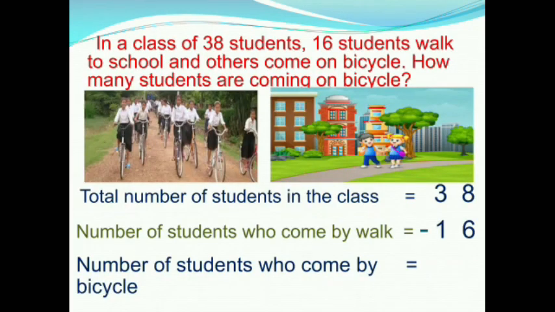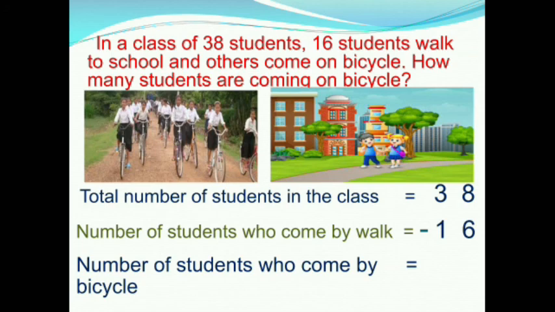Children, now we should solve word problems. First, we should read the question. In a class of 38 students, 16 students walk to school and others come on bicycle. How many students are coming on bicycle? First, we should write totally how many students are there in the class. Total number of students in the class is 38. How many students come by walk? Number of students who come by walk is 16.